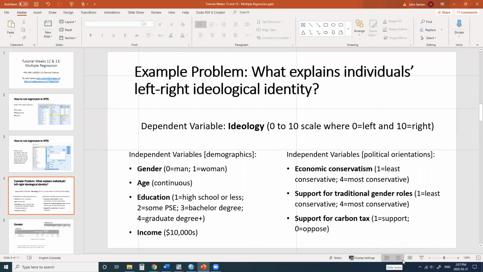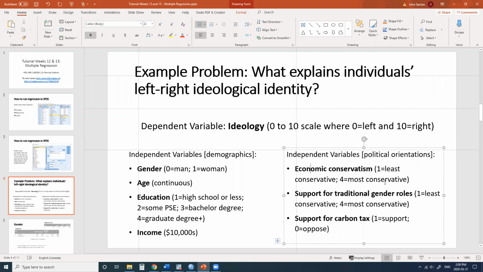Now, there are some other things which might contribute to ideological identification. I put 3 here. There's economic conservatism, and in this case, we're going to operationalize economically conservative beliefs by responses to a question: The government should leave it entirely to the private sector to create jobs. 1 is the least conservative position, 4 is the most conservative position. And this 1 to 4 scale corresponds to strongly disagree, somewhat disagree, somewhat agree, strongly agree.